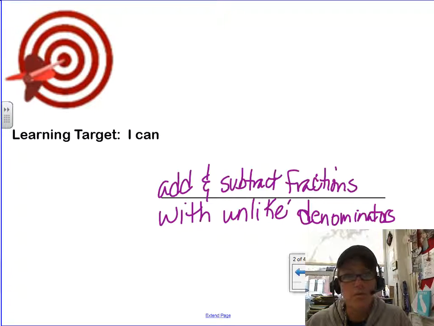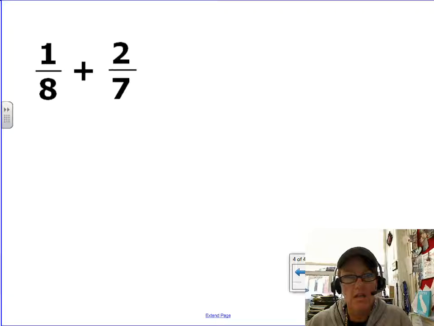All right, so that's what we're doing today. We're going to add and subtract fractions that have unlike denominators. So a lot of this is review. And like I said, we're going to throw some positives and negatives in there at you. All right, here's your first example.